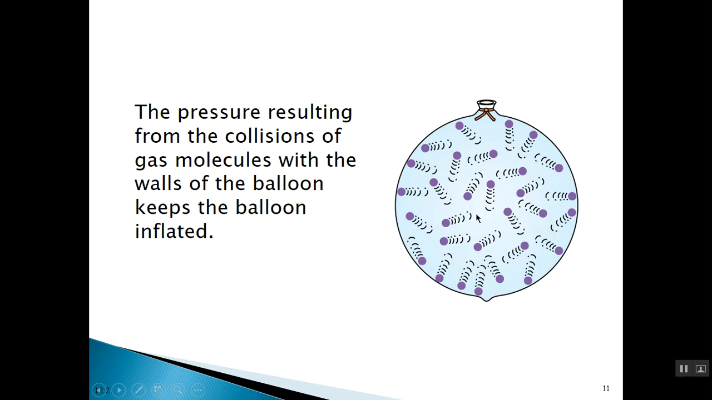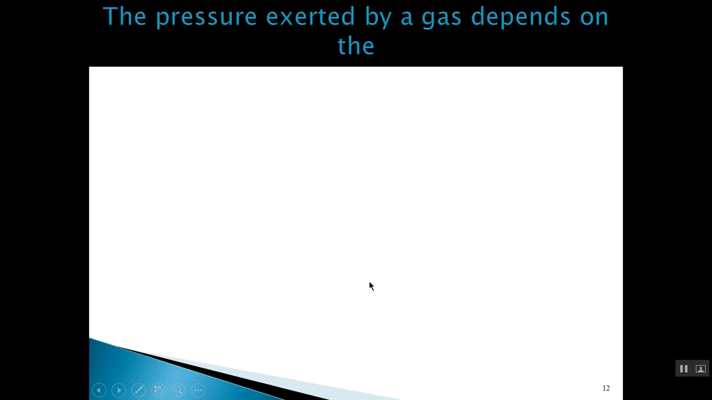So as you can see in this diagram here, we have a gas trapped in a balloon, and the particles are colliding with the walls of the balloon, and therefore that force resulting from the collision will keep the balloon inflated, and that's the pressure that is exerted by the gas.